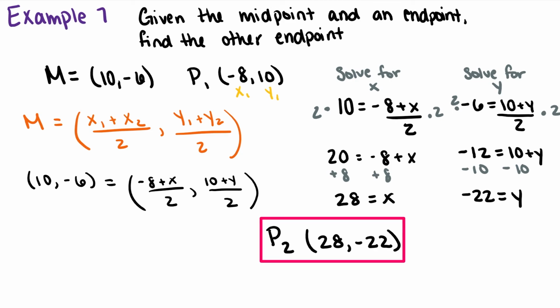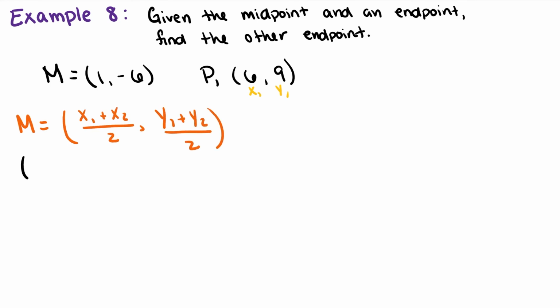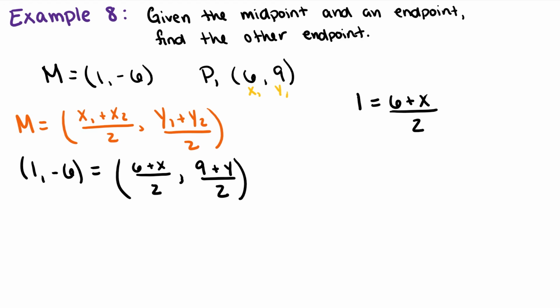Let's look at another example like this. Given our midpoint is at 1, -6, and one endpoint is at 6, 9. We know that 1, -6 is equal to 6 plus x over 2, 9 plus y over 2. So breaking this up, we get 1 equals 6 plus x over 2, and -6 equals 9 plus y over 2. Let's solve for x and then solve for y.